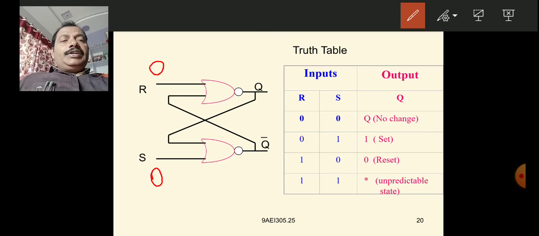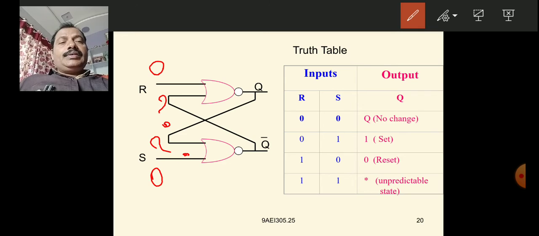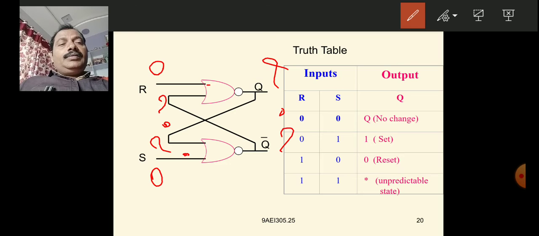you cannot determine the output of the NOR gate, because the other input also must be known, but the other input is not known. In both the top and bottom NOR gates, you don't know the inputs. Only one of the inputs is known, that's all. Hence, you cannot determine the outputs of the NOR gates. This is the problem.